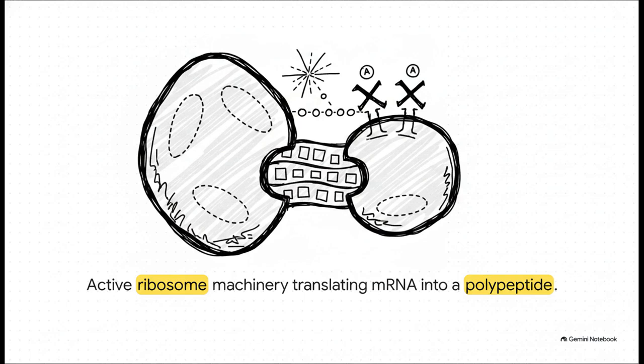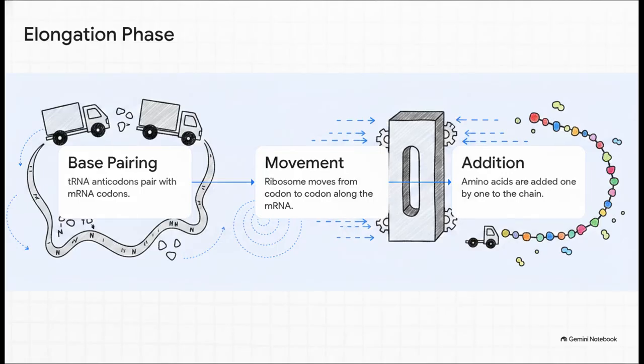During this elongation phase, the large subunit of the ribosome provides specific parking spots for the tRNA delivery trucks. It perfectly aligns two tRNAs right next to each other, so the amino acids they're carrying are sitting just close enough to bond. Then, that 23S RNA catalyst we just talked about goes right to work, instantly forging the peptide bond between them. The mechanics here are amazingly rhythmic.